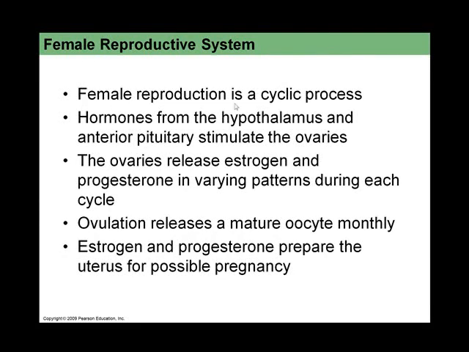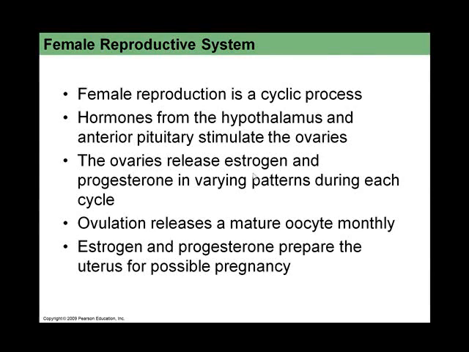The female reproductive system, of course, is a cyclic process. The hormones are from the hypothalamus and anterior pituitary, and they stimulate the ovaries. So essentially the same three-gland, three-hormone system. The gonad and the hormones, three, will be different.